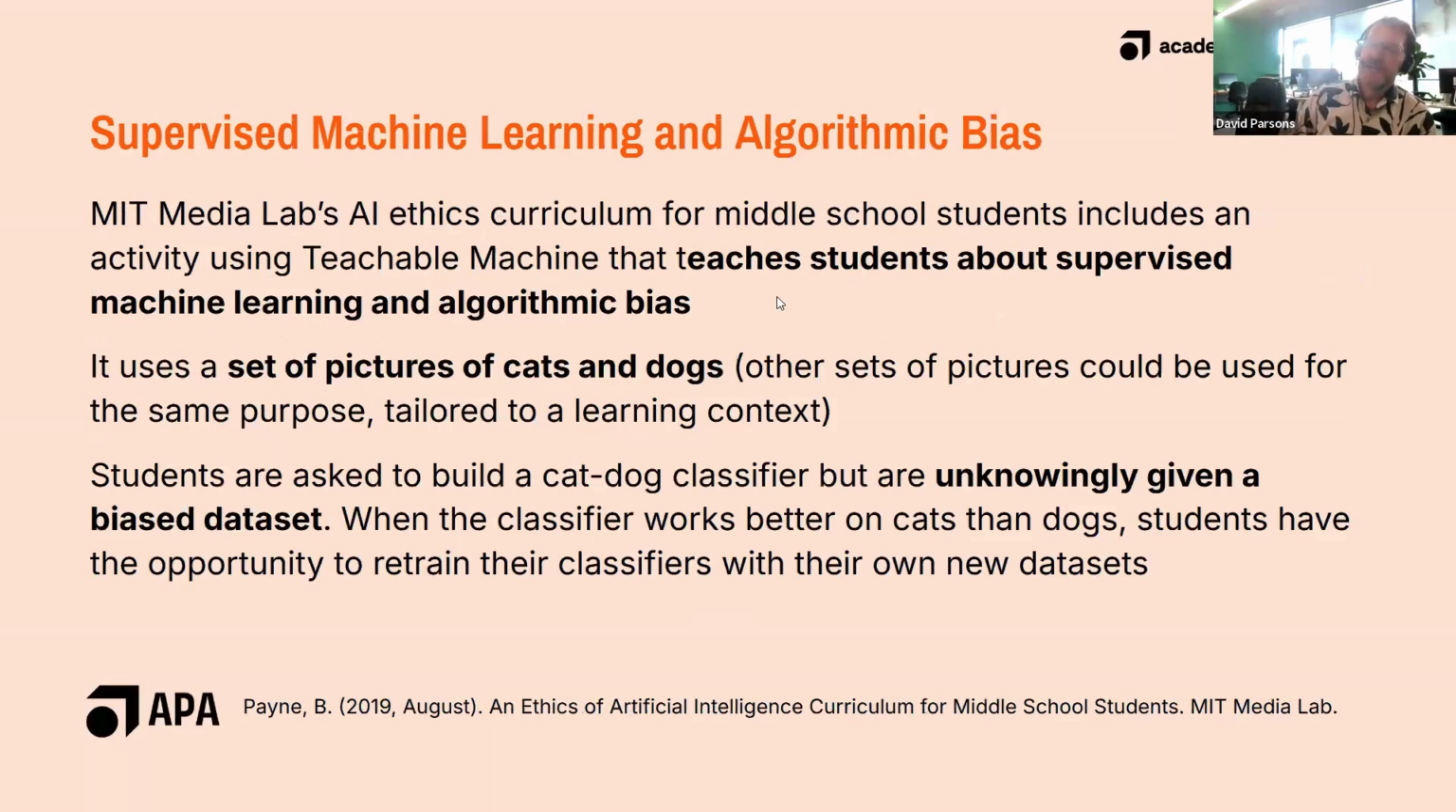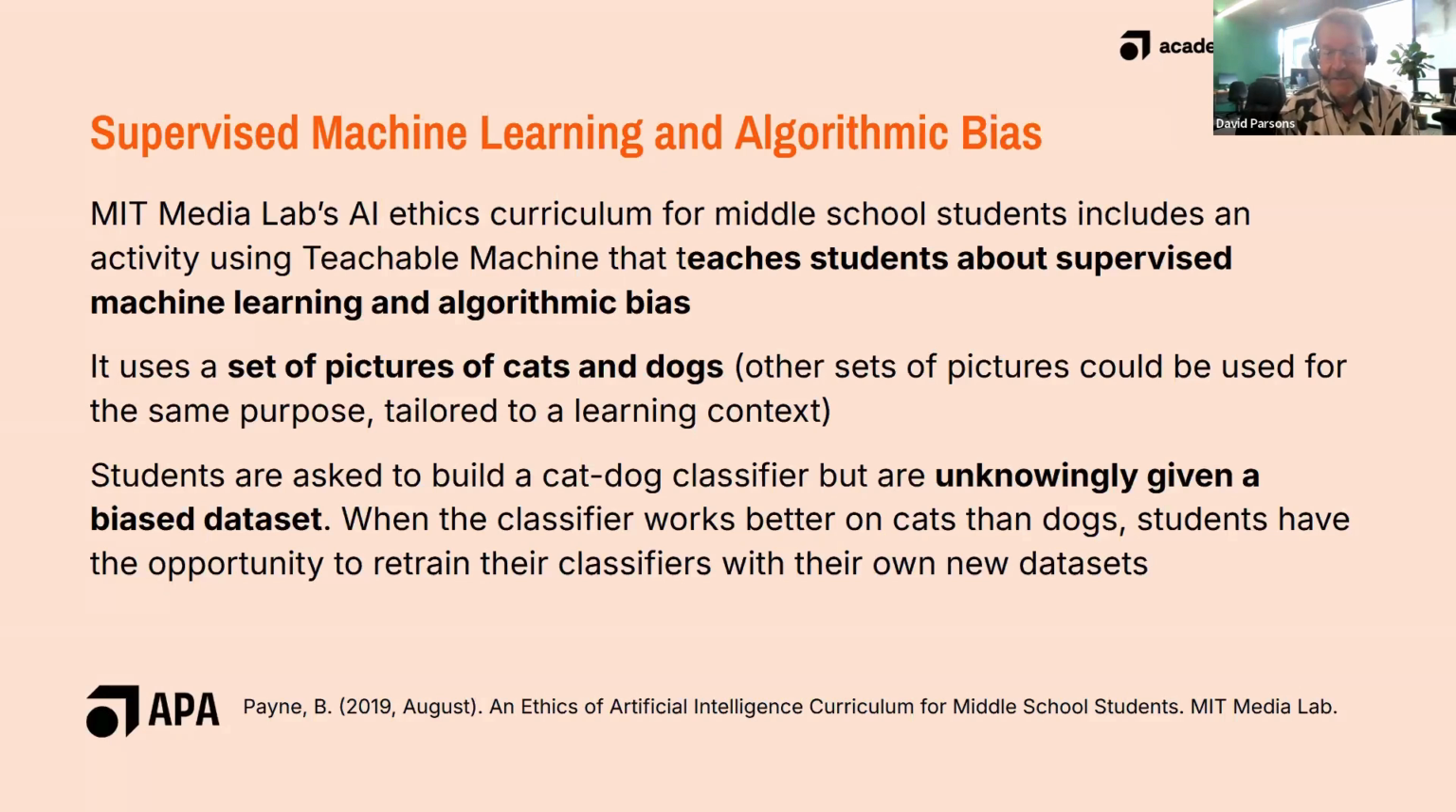So there's a really nice set of resources from MIT, Massachusetts Institute of Technology, their Media Lab. They've got an ethics curriculum for middle school students, which I took this activity from. It's about supervised machine learning and algorithmic bias, and it uses cats and dogs. Lots of machine learning examples use cats and dogs because I guess people understand them, but also there's a huge range of dogs and there's a huge range of cats. So the data is interestingly complex.